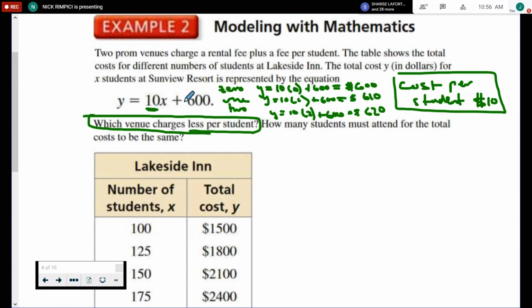This 600 right here is your y-intercept. That's fixed. The $600 will never change. If five students show or 500 students show, this 600 is still going to be 600. It's not going to ever change. So that 600 must be the rental fee. It's a flat fee that doesn't depend on x at all. The 10 depends on x. Every time you raise x by one, this right here is going to raise by a value of 10. I hope that makes sense. Are there any questions on that?